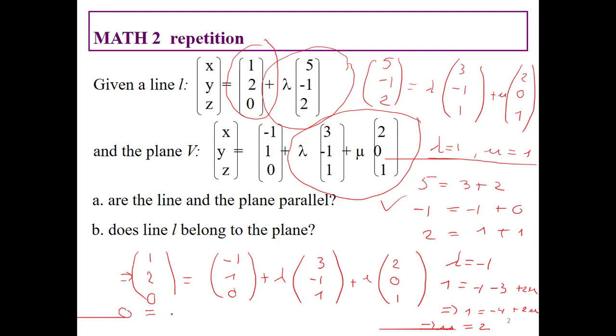So 0 would be 0 minus 1 plus 2. Okay, now we definitely have a problem because 0 is not equal to -1. So the line L does not belong to the plane. So parallel, yes. Belong, no. Because the point from the line is not on the plane.